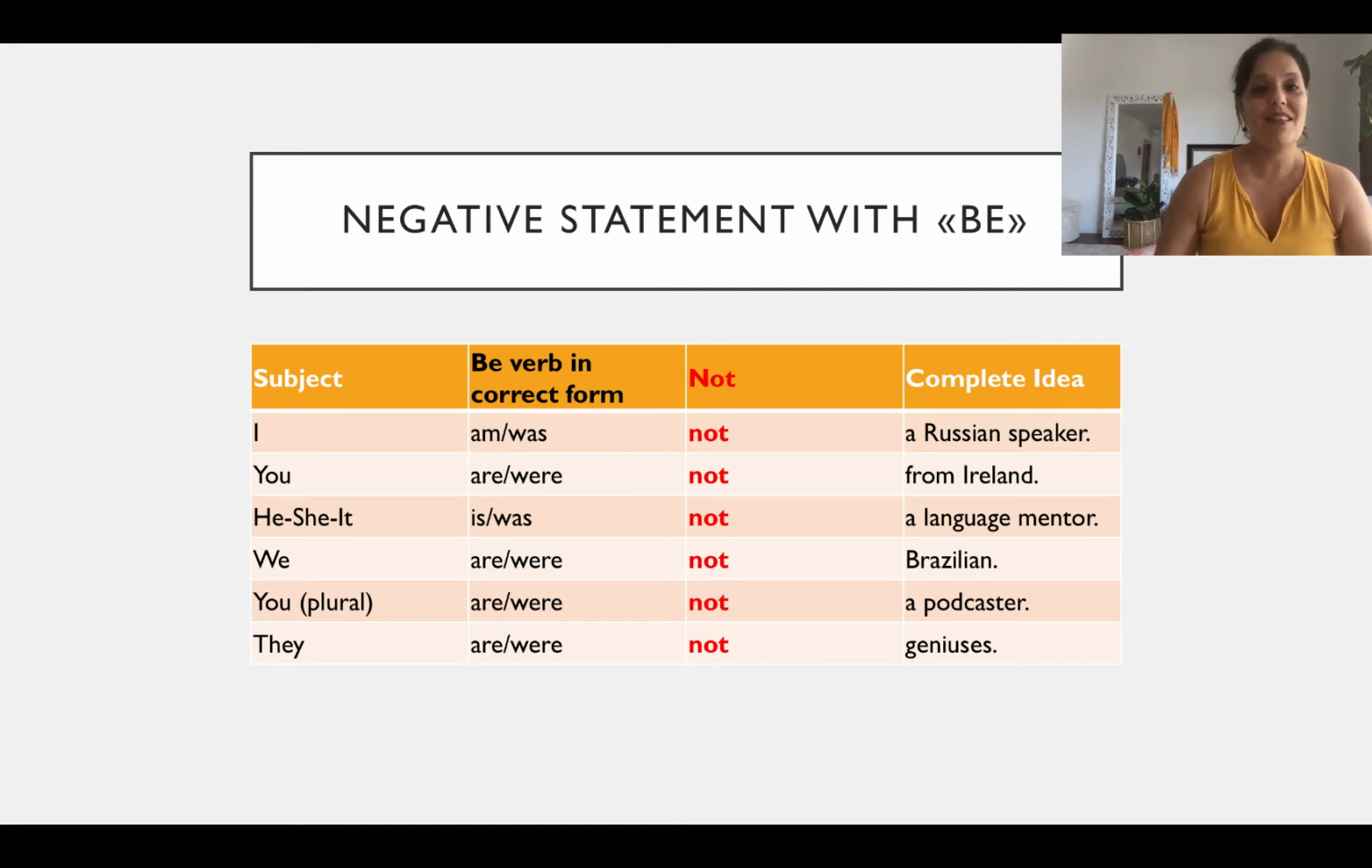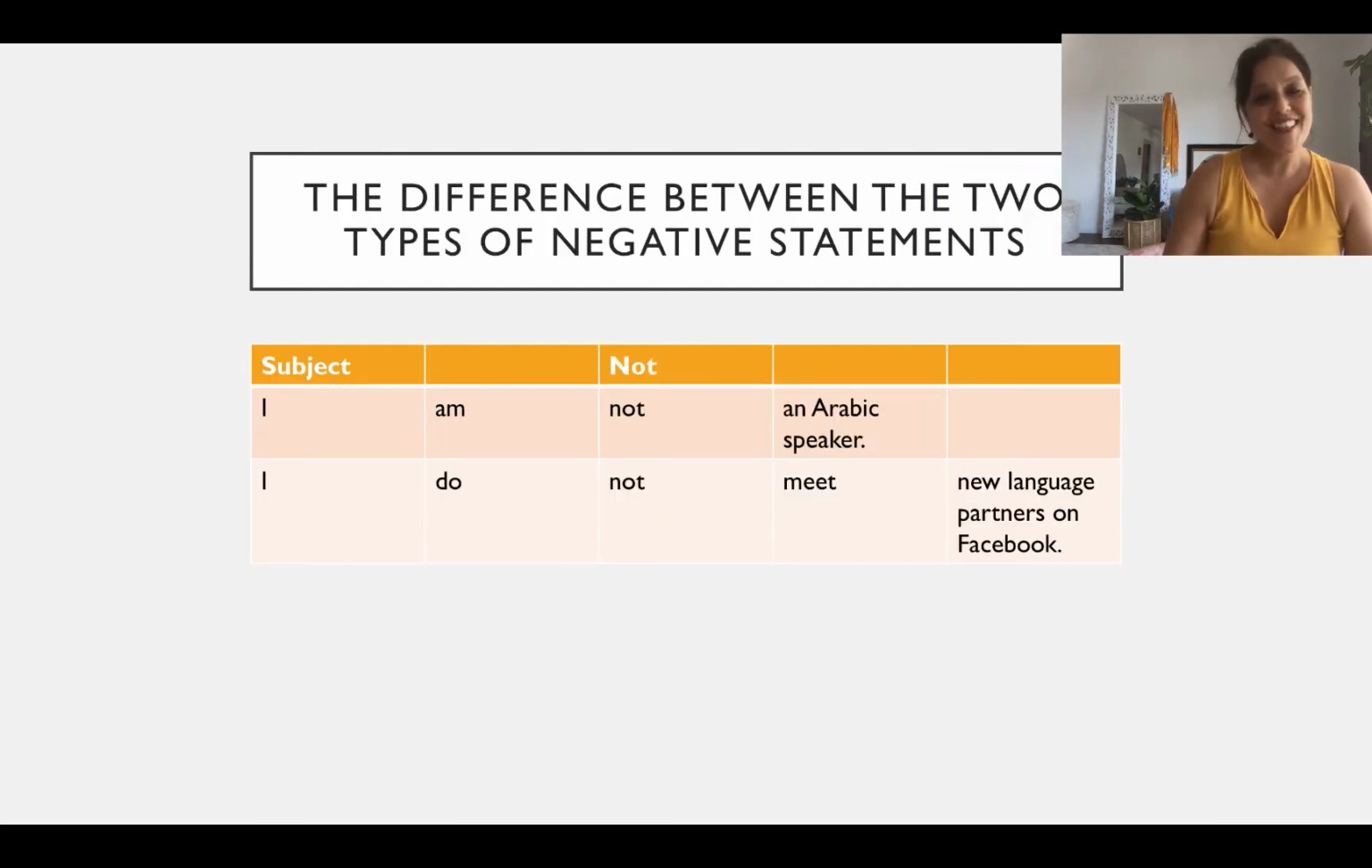Do you notice there is no do support? When we have the verb be, we do not use do or does or did. Let's look at these two sentences. I am not an Arabic speaker. I do not meet new language partners on Facebook. What's different between these two sentences? Do you see how one sentence has do, but the other doesn't?